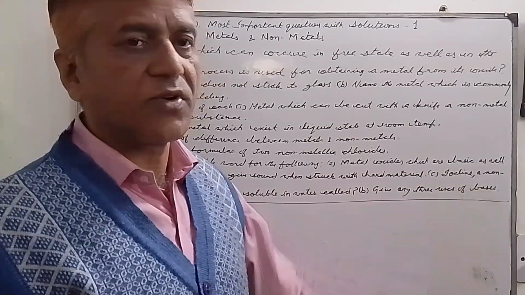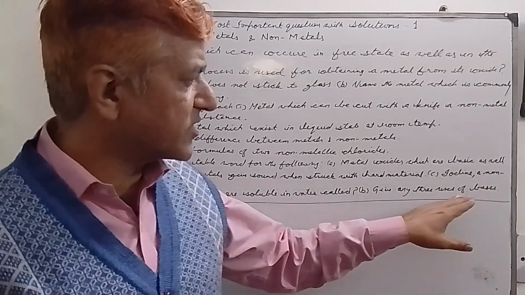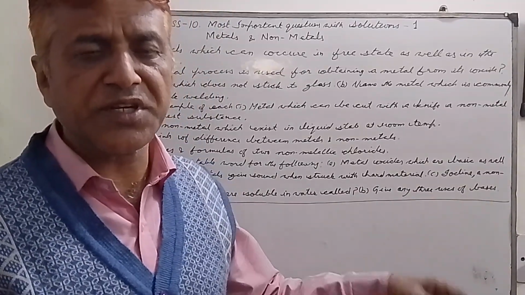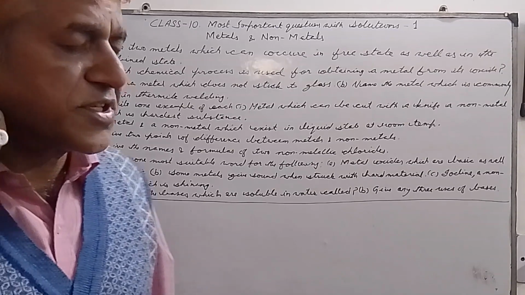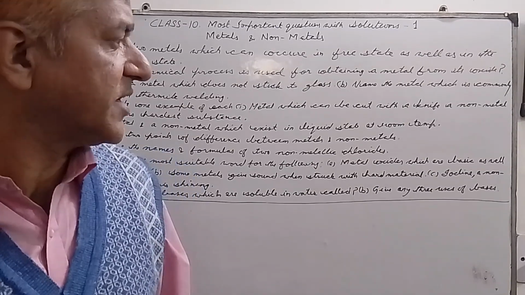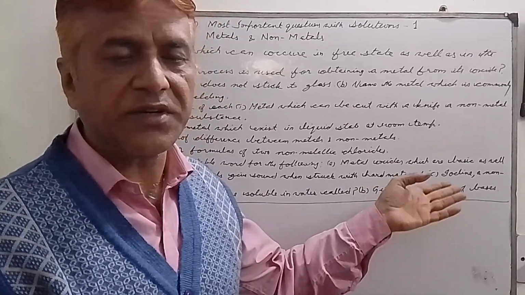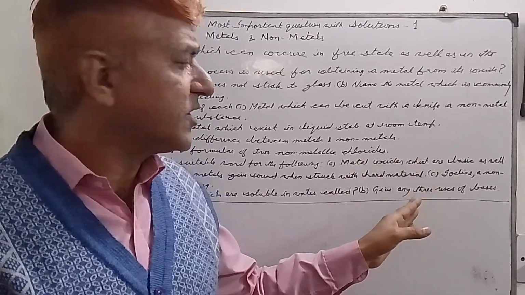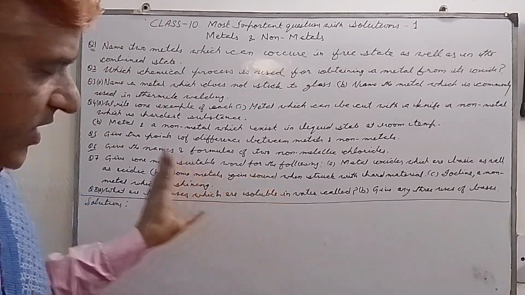Give any three uses of bases. We have many uses of bases. For example, bases are used in manufacturing soap. Then they are also used in manufacturing antacids. Then they are also used in, for example, making toothpaste. So in this way we can write many uses of bases.